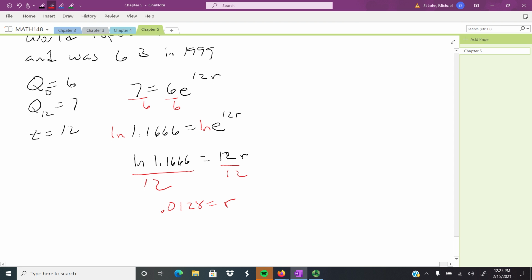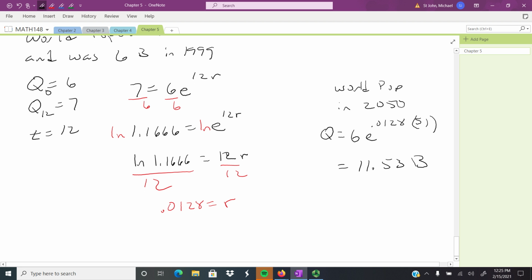So now if I want to know what the world population is going to be in 2050, then we'll have Q equals 6e to the 0.0128. 2050 is 51 years after 1999, and we get here 11.53 billion people on the planet in the year 2050.